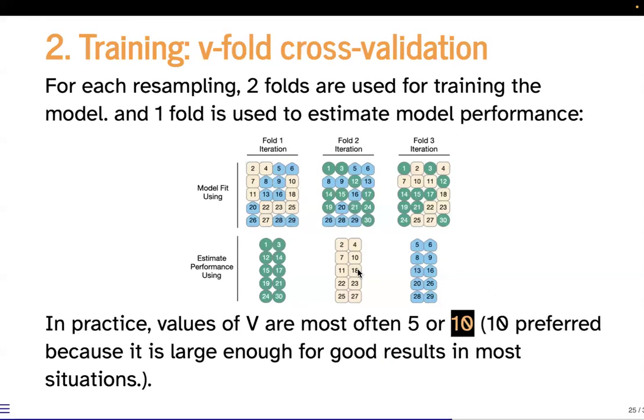And in practice, values of V, so the number of folds, are most often somewhere between 5 and 10. And 10, I guess, is the most popular one you're going to see in the literature.